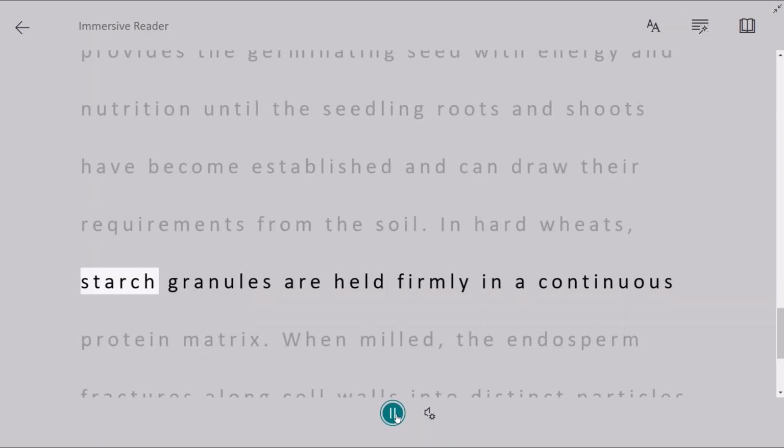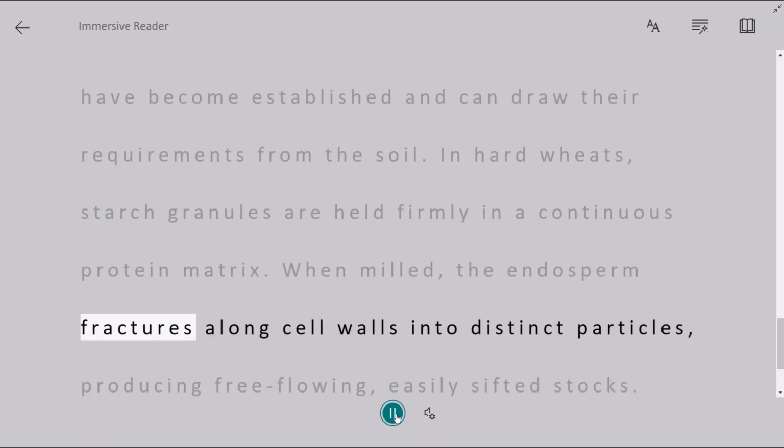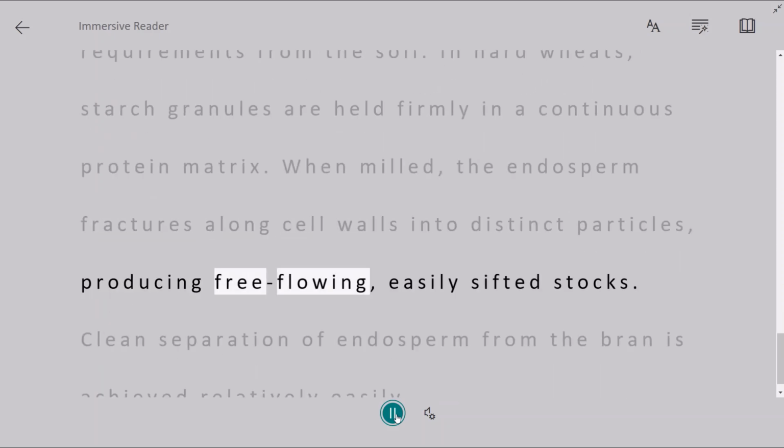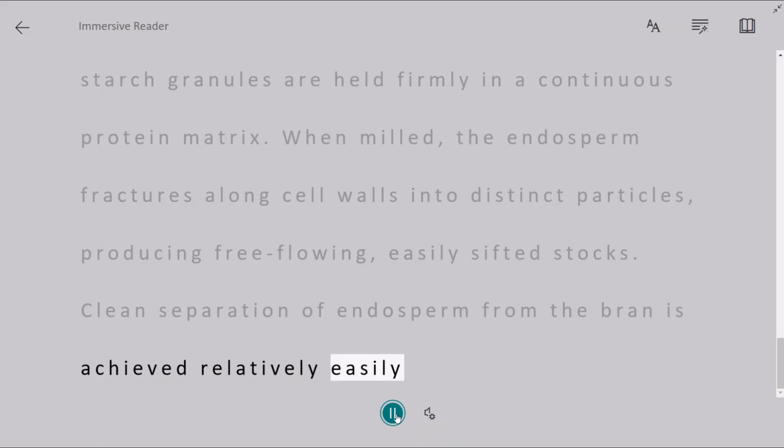In hard wheats, starch granules are held firmly in a continuous protein matrix. When milled, the endosperm fractures along cell walls into distinct particles, producing free-flowing, easily sifted stocks. Clean separation of endosperm from the bran is achieved relatively easily.